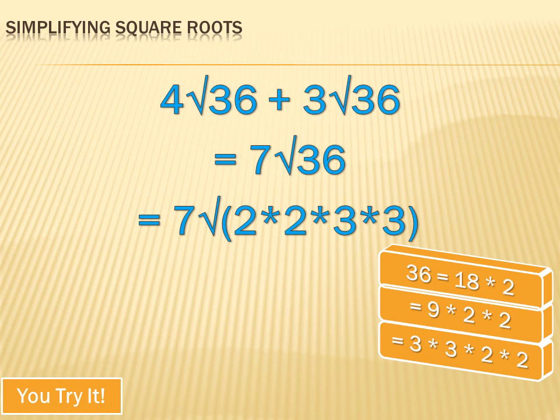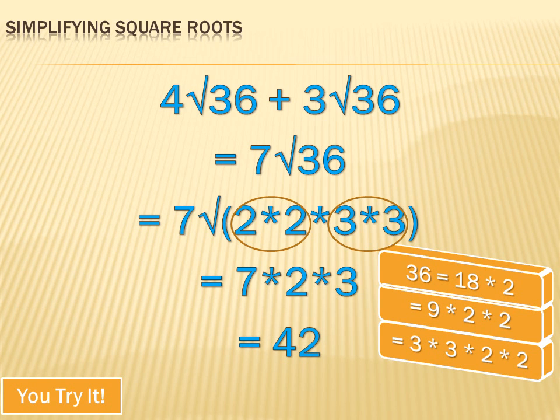Now, I've got 7 times the square root of 2 times 2 times 3 times 3, and I see a couple of 2's in there, and I also see a couple of 3's. The square root of 2 times 2 is 2, and the square root of 3 times 3 is 3. So I could rewrite this as 7 times 2 times 3, because I can pull that out of the square root and write 2, and I can pull this out of the square root and write 3. 7 times 2 times 3 equals 42.